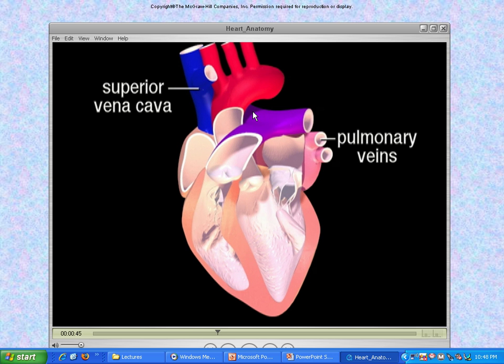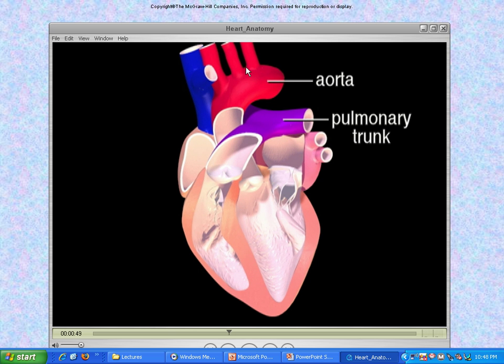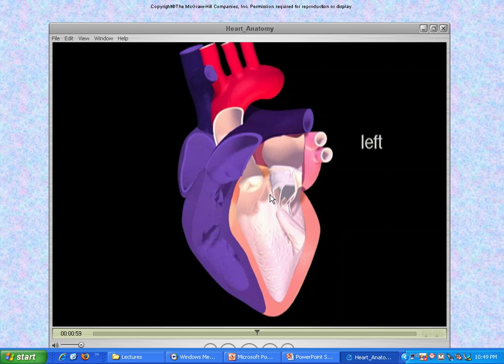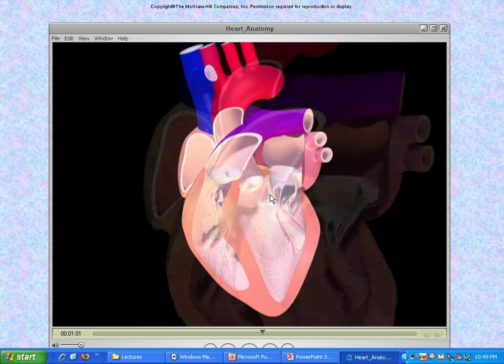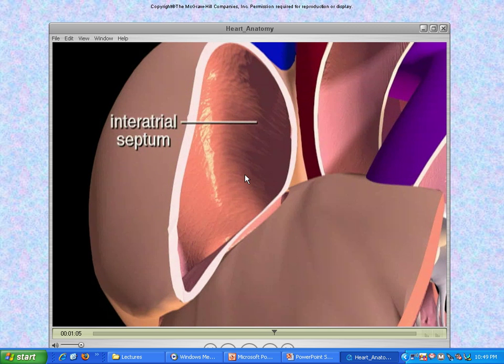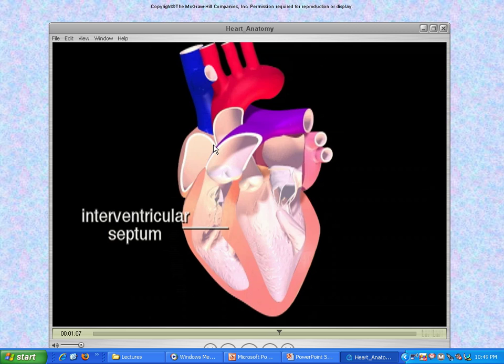Here are some of the major veins bringing blood back to the heart, and then here are some of the major arteries that are taking blood away from the heart. Arteries always take blood away from the heart. We also see that there is a right side and a left side, important for separating deoxygenated and oxygenated blood. Here would be that right atrium separated from the other atrium via a septum. And you see the ventricles are also divided via what's called the septum.